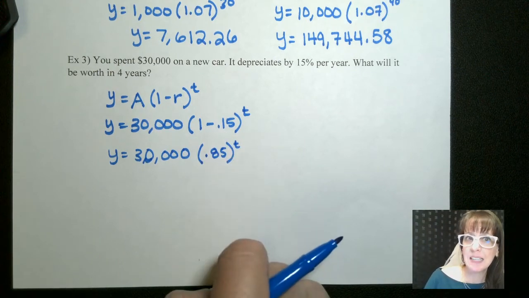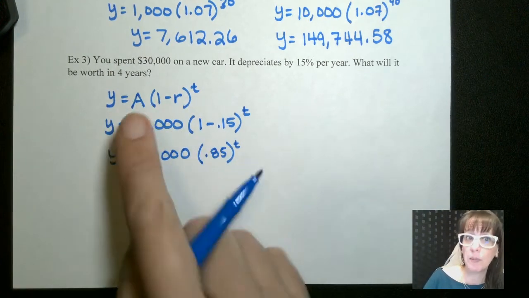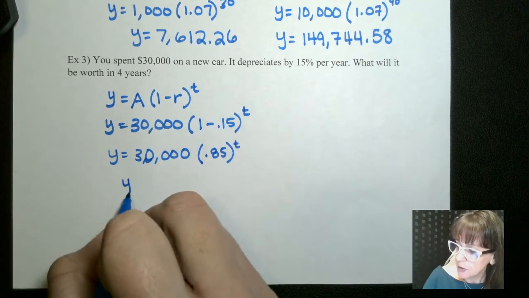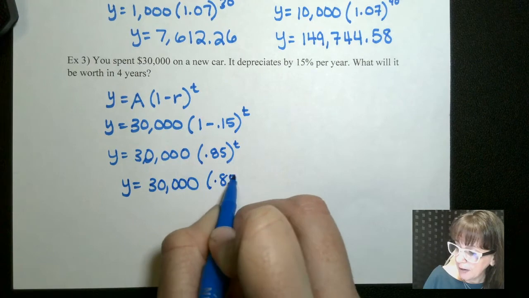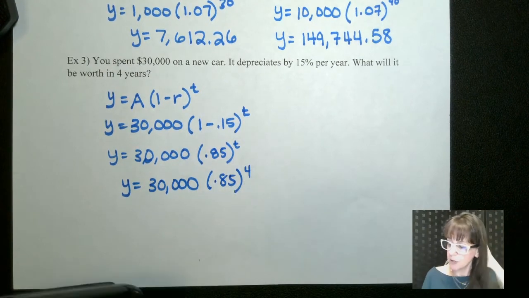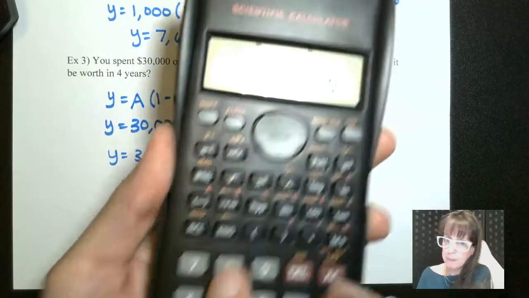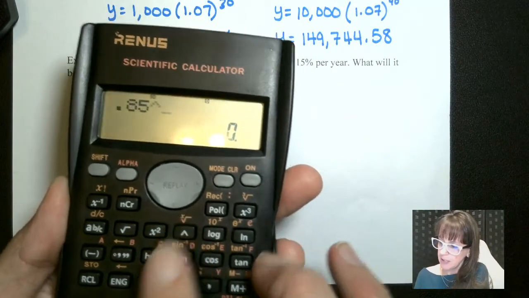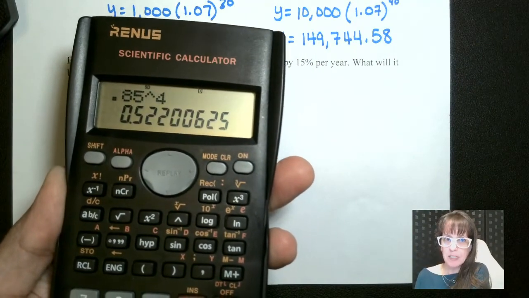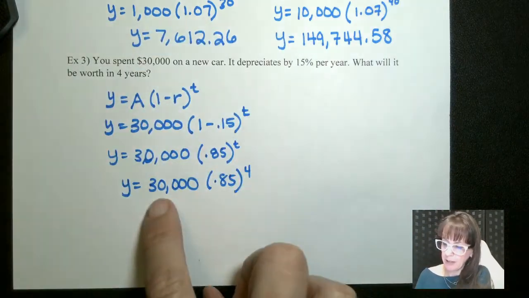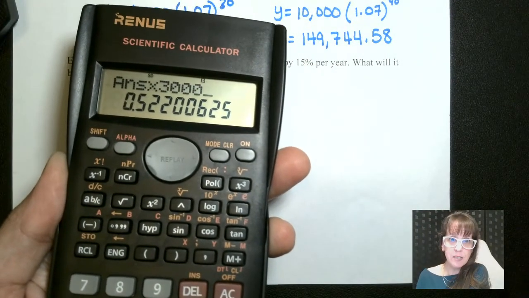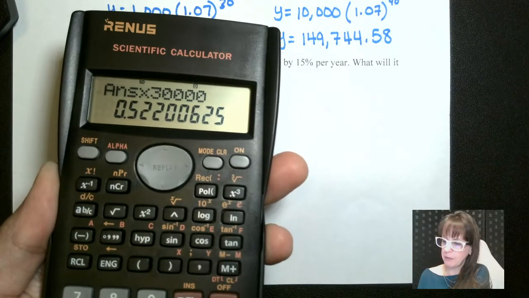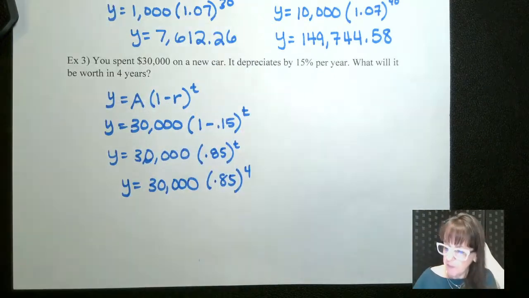So what will that car be worth in 4 years? We say $30,000 times 0.85 to the 4th power. We take 0.85 to the 4th power, and then multiply that number by 30,000. Don't round your decimals, because it'll round too soon and you'll be off. We end up with about $15,000.